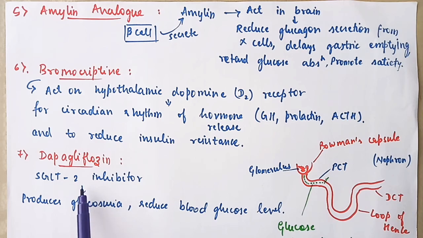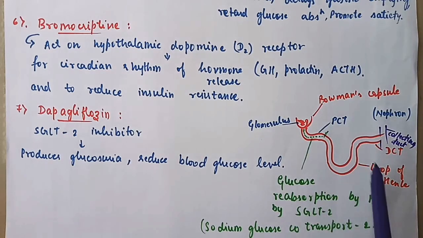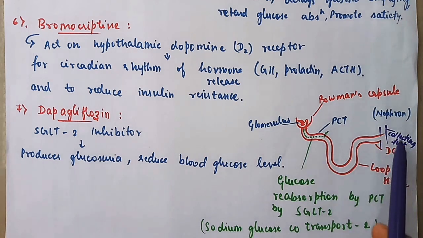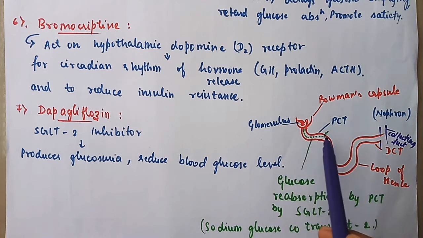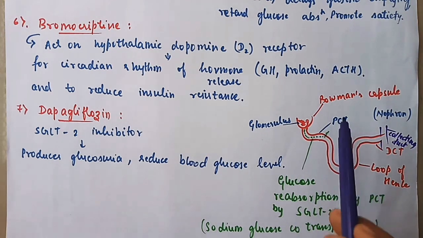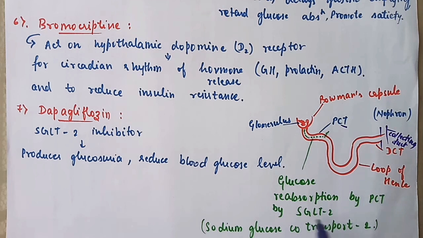This dapagliflozin comes under the category of SGLT2 inhibitors. So what is SGLT2? Consider the glomerulus, Bowman's capsule, PCT, loop of Henle, DCT and collecting duct. The maximum of the glucose which is filtered from the glomerulus passes to the PCT, and here it is reabsorbed by the SGLT2 transporters, that is the sodium glucose co-transporter 2. So they are responsible for the transport and reabsorption of glucose from the PCT.